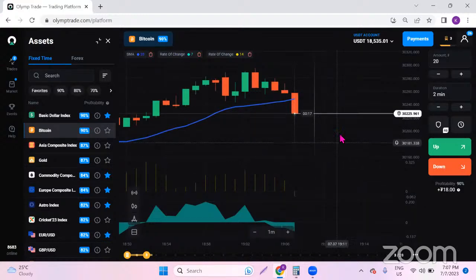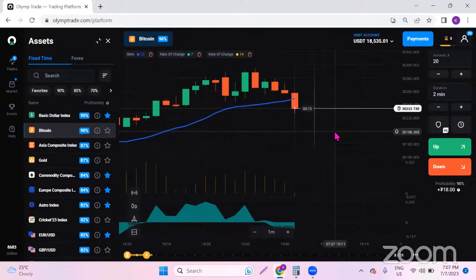So here I'm having a signal of a downward trend. Let's see if the next candle shows a downward trend. We will make a trade here.